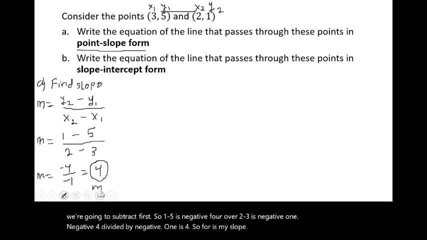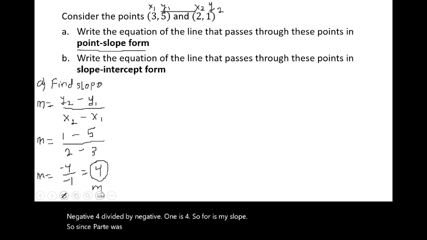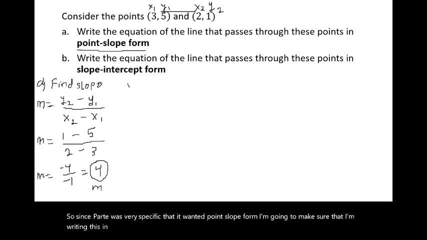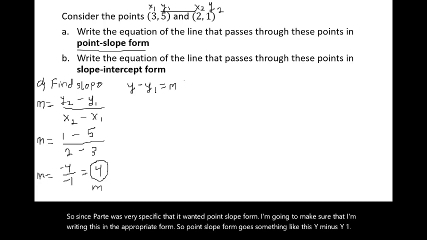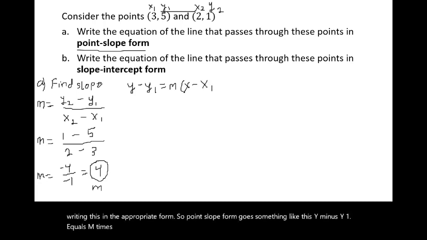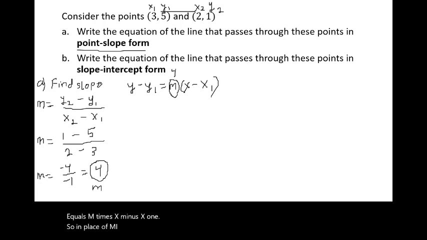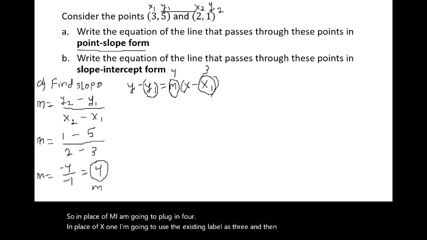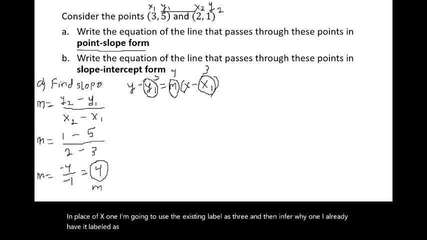So since part A was very specific that it wanted point-slope form, I'm going to make sure that I'm writing this in the appropriate form. So point-slope form goes something like this: y minus y1 equals m times x minus x1. So in place of m, I am going to plug in 4. In place of x1, I'm going to use the existing label as 3. And then in for y1, I already have it labeled as 5, so I'm going to plug 5 in for y1. Anything that I did not circle needs to be left alone and exactly where it is.